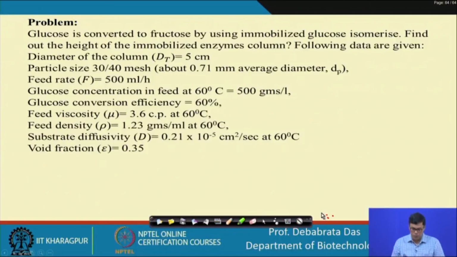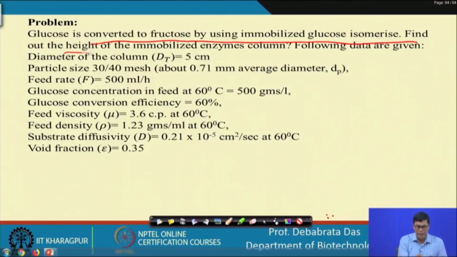Now I want to show you one problem and how we can solve it. Suppose glucose is converted to fructose by using glucose isomerase enzyme. Find the height of the immobilized enzyme column. The following data are given. The diameter of the column is 5 cm. Particle size is 30 to 40 mesh.